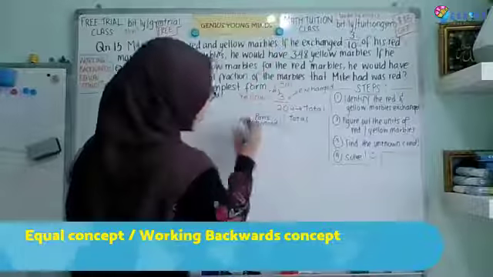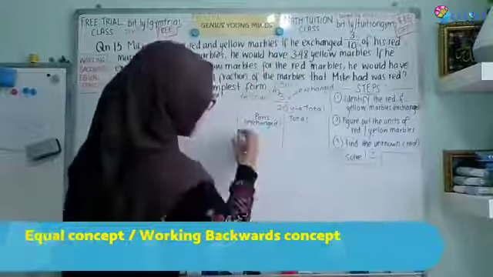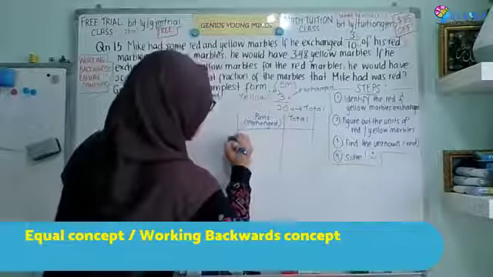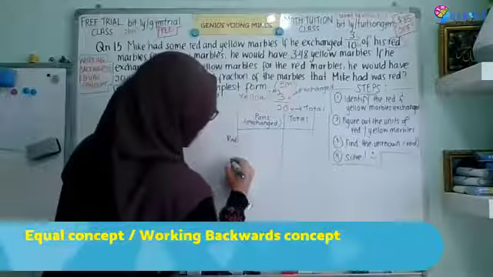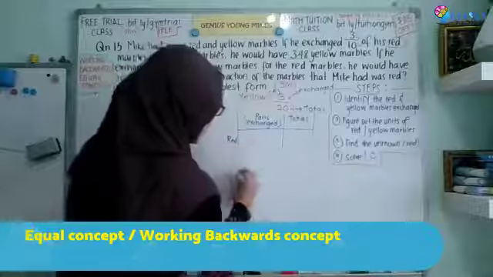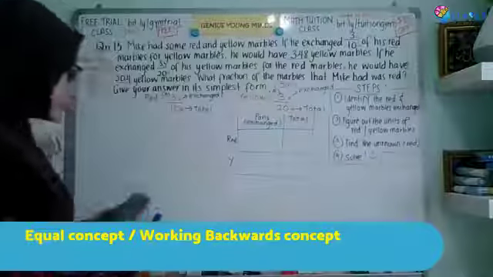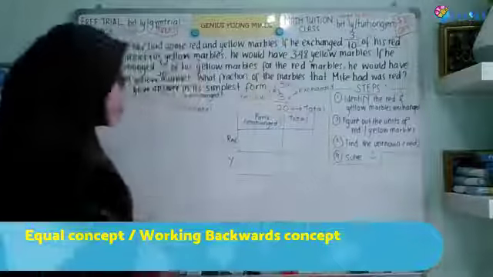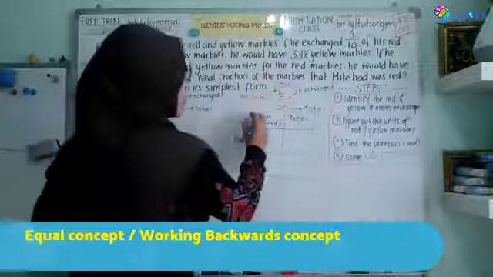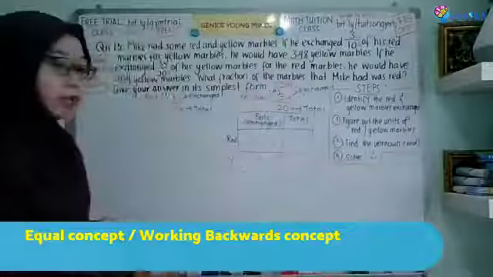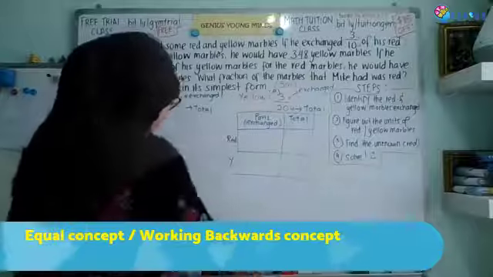Alright, then we draw out our box. Then we have our red, and then we have our yellow, like that. Okay? So we're going to fill up the box with the information from the question.